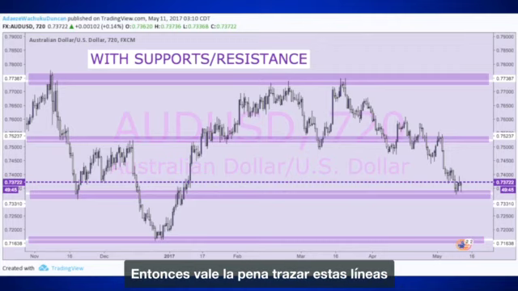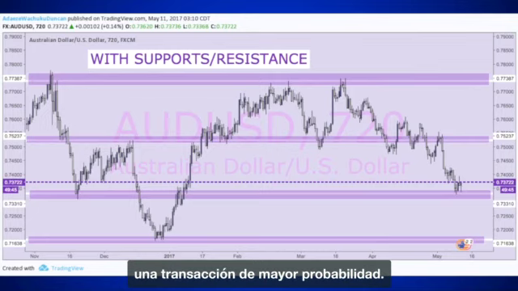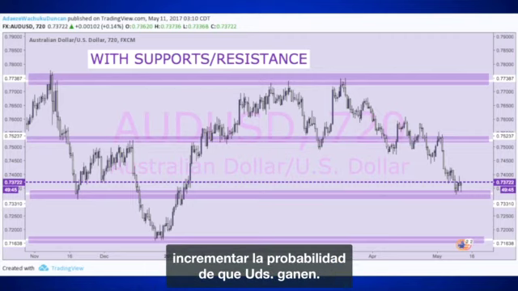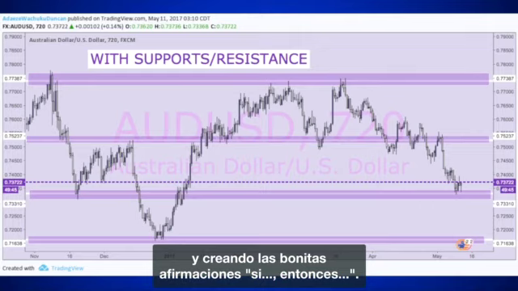So it's worth drawing these lines to create a map. Does this happen every single time? No, but what you're doing is creating a higher probability trade. Every time you trade, you're not going to win. But you want to increase the probability of you winning. And you can do that by drawing these lines and creating these nice if-then statements.